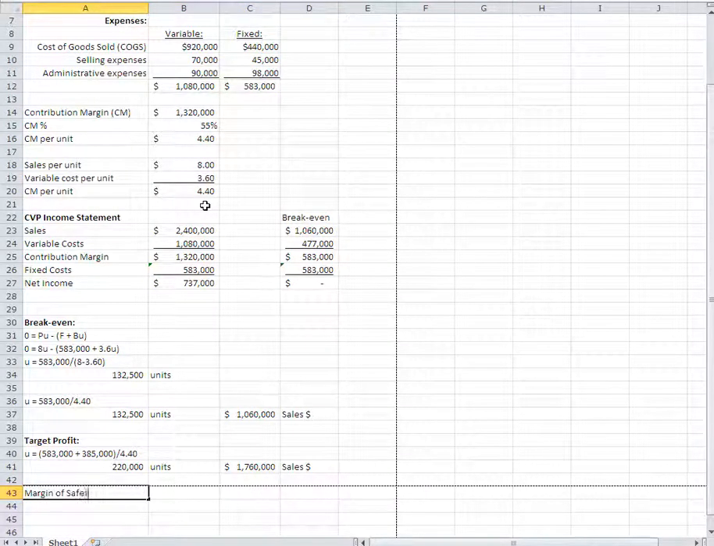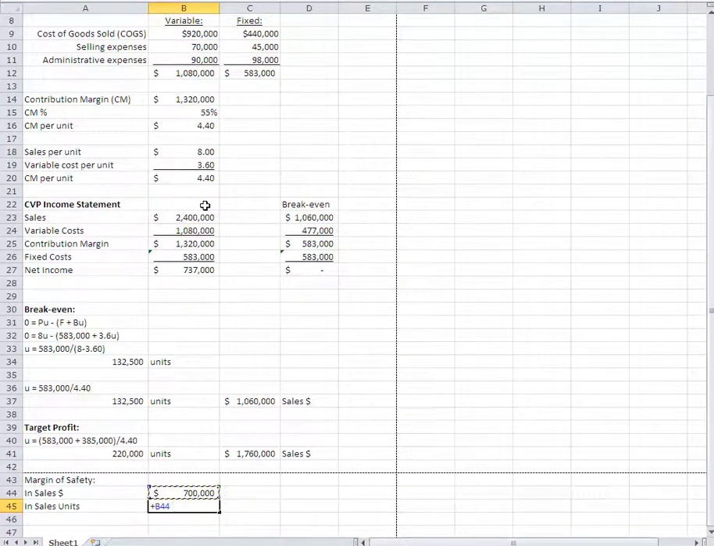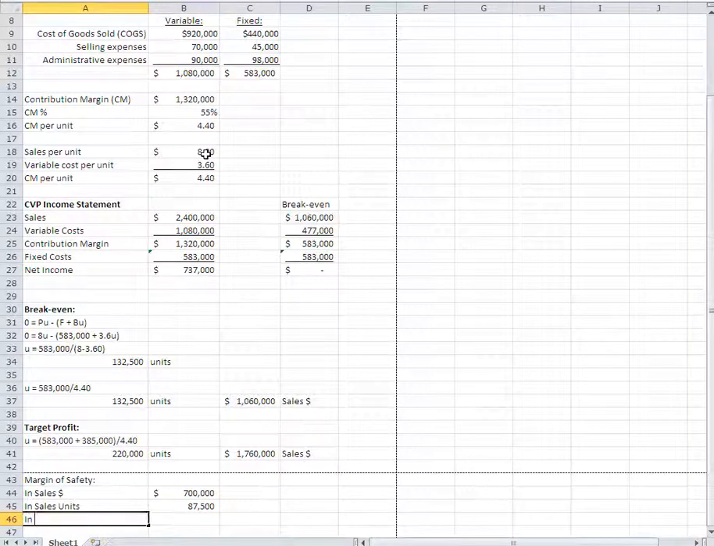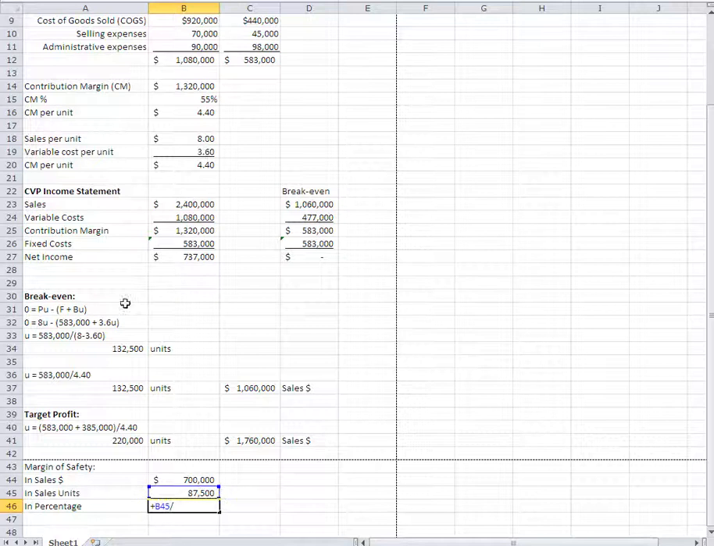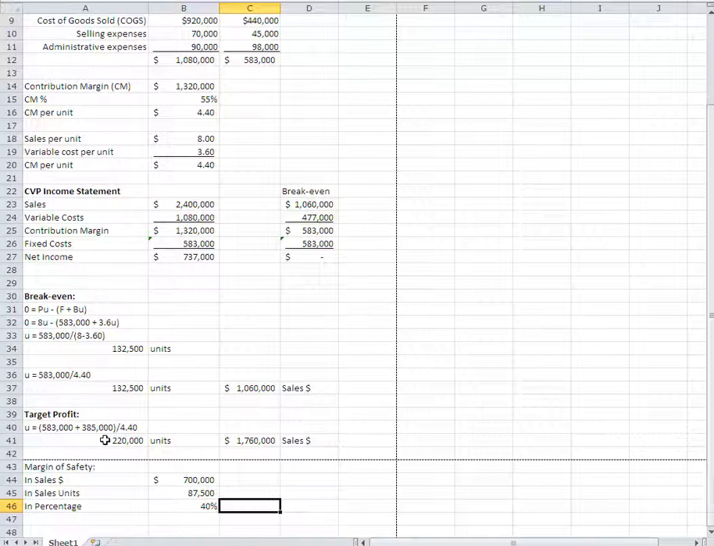So let's go ahead and calculate that. So we can do it in sales dollars, which again is just going to be subtracting these amounts. We can do it in sales units, which is that $700,000 margin of safety dollars divided by unit price, so 87,500 units, or again we can look at this as a percentage. So we can take the 87,500 divided by the number of units we budgeted or expected to sell, and we've got 40% margin of safety. So we can miss our budget or our expected sales by 40% before we would lose money.